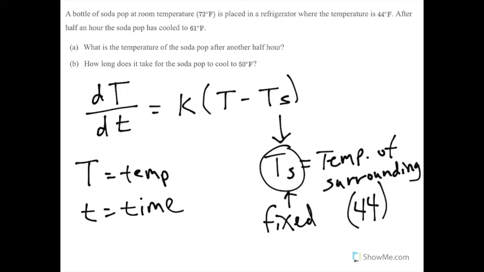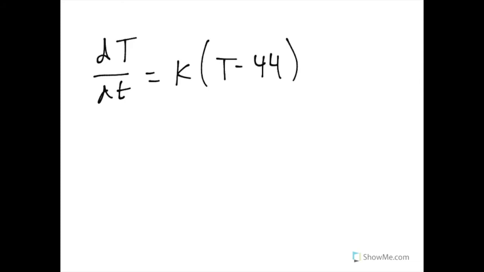Because that's where you put the bottle of soda. All right, so let's keep in mind that 44 degrees goes in for T subscript S, and that's a fixed value. So let's go ahead and see what we can do before we even look at the next sentence. We're told that dT/dt is equal to k times (T minus 44). And this capital letter T is T with a little lowercase letter t as its input variable.